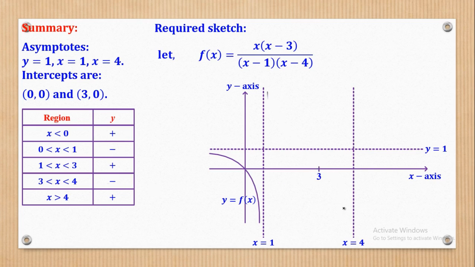So let's sketch that. Then we are done with these two. Then lastly, this one greater than 4, it is positive. So it will be in that form. And that is what they wanted.